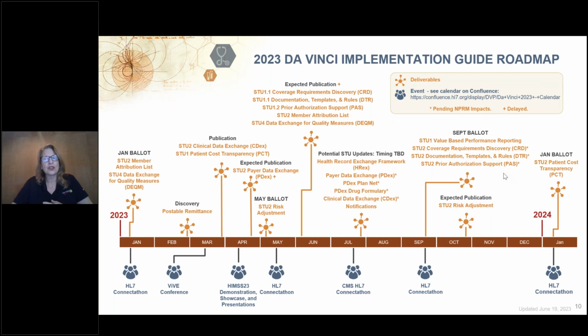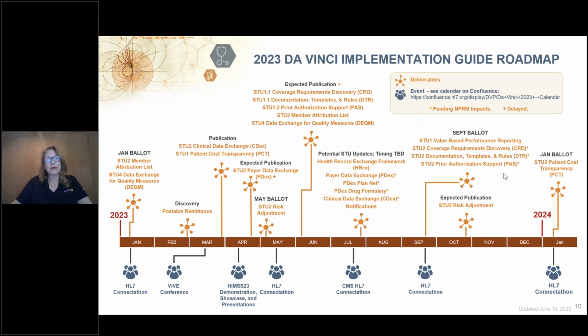The 2023 Da Vinci Implementation Guide Roadmap provides an overview of the discrete IG or implementation guide work and related ballot cycles, and can assist you in your resource planning, whether human or financial, to ensure your organization and teammates have the knowledge, tools, and context to advance interoperable and efficient information exchange as a part of achieving your organization's mission.